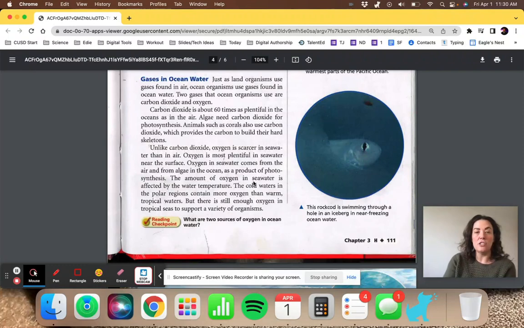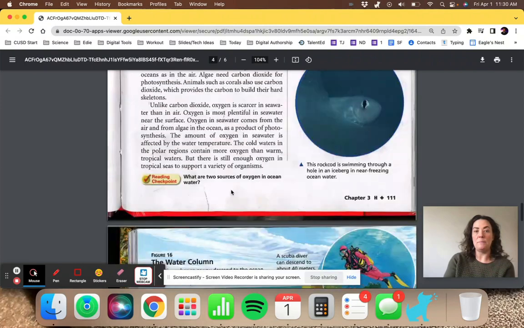The amount of oxygen in seawater is affected by the water temperature. The cold water in the polar regions actually contains more oxygen than warm tropical waters, but there is still enough oxygen in tropical seas to support a variety of organisms. And it's really important. We need the carbon dioxide in the oceans for plants, but we also need that oxygen for fish and other organisms that require it.